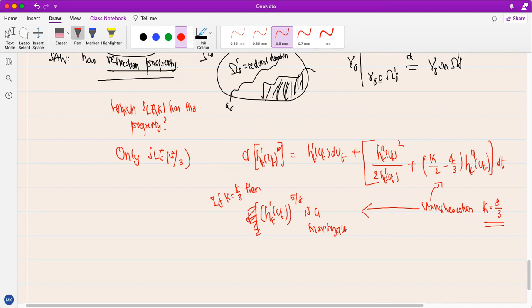Or local martingale, whatever. So if you raise it to the appropriate power, like I did last time, if you remember, I raised things to a power to get a martingale. X_t was not a martingale, but a power was a martingale. So this is what you need to do. This 5/8 will do it. And that is how it leads to SLE 8/3.